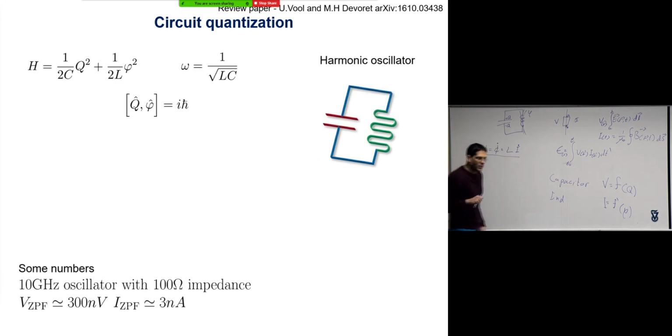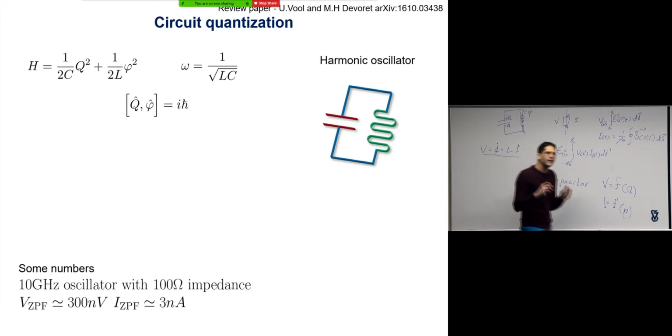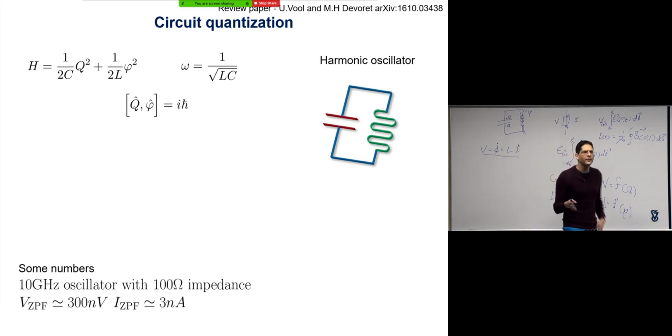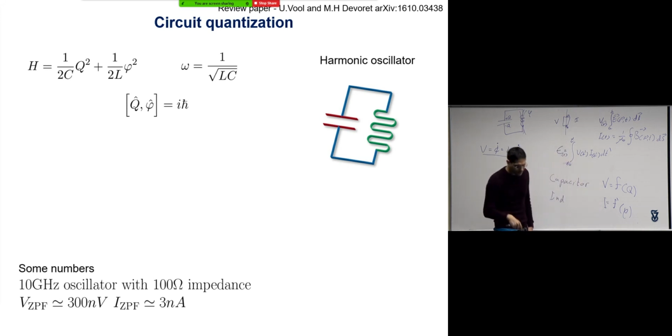Okay, so the next thing we want to do, now that we understand what is going on and what the definition of this Q variable is, Q and phi over here. Now that we have these definitions, we do what we do in quantum mechanics. We quantize. How do we quantize?